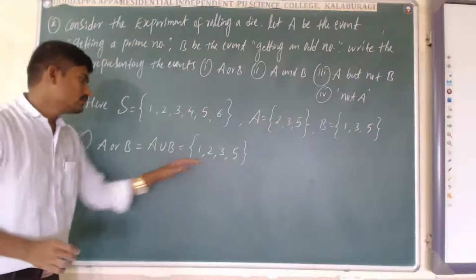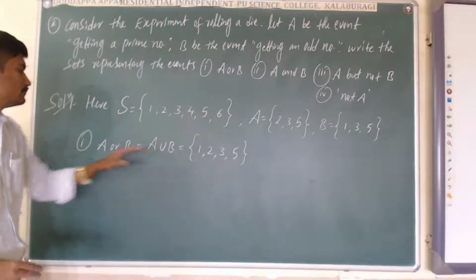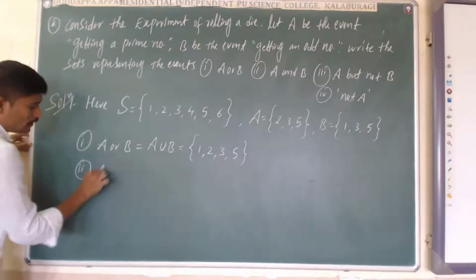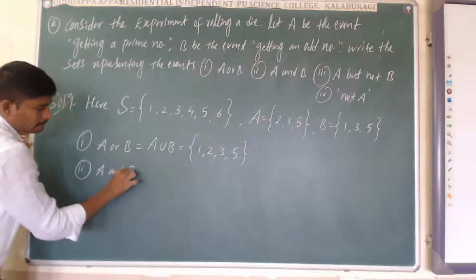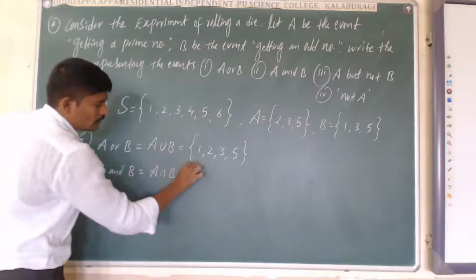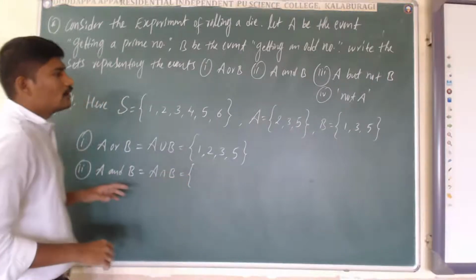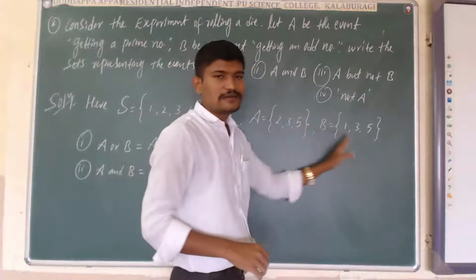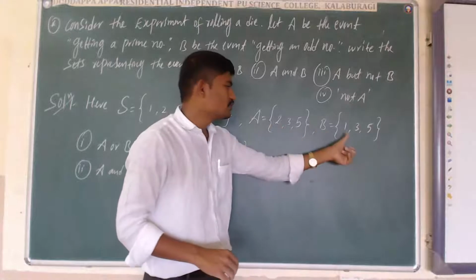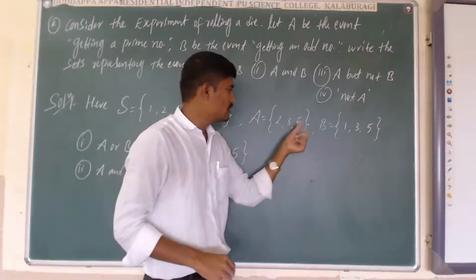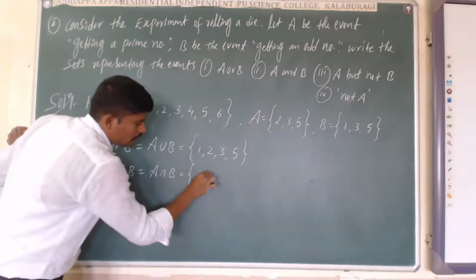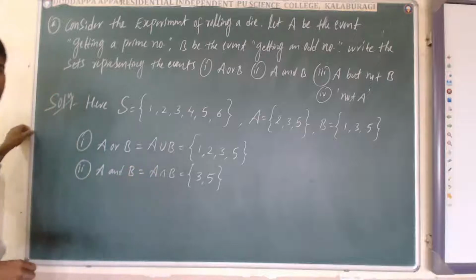So 1, 2, 3, 5. These 4 sample points will come. Okay. Next, second one. What is second one? A and B. A intersection B is given. Intersection means we must write just the common elements. Here 2 is there, there is no 2 here. Here 3 is there, here also 3 is there. Here 5 is there, there also 5 is there. Means the common elements are 3, 5. A intersection B is there.